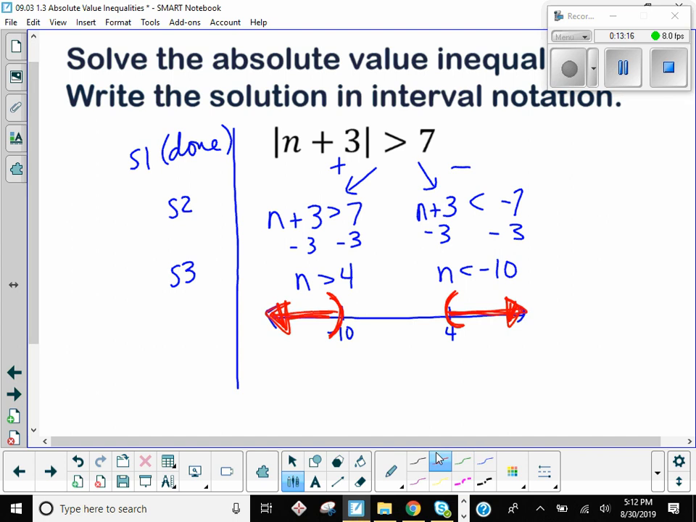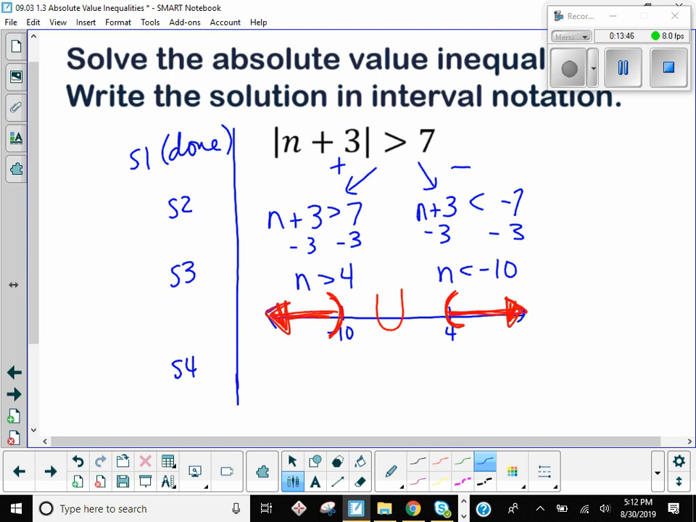And so what are we going to do? What symbol or skill do we already have that joins things together? And it's the U symbol, right? We're joining all those numbers on the left red part with all the numbers on the right red part. Any number you pick from either section, if you plugged it back into the original inequality, would make it true. And here's how we will write that in interval notation.